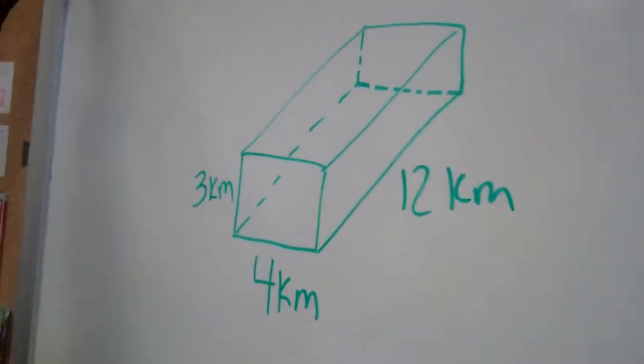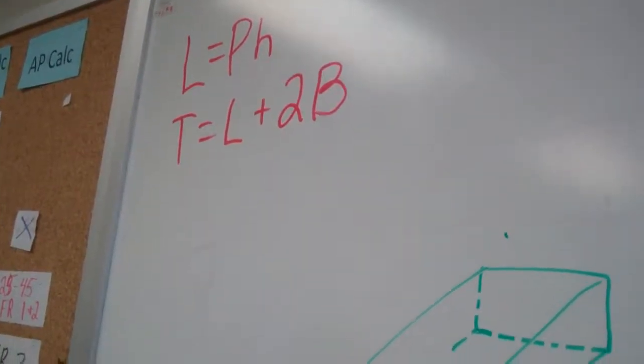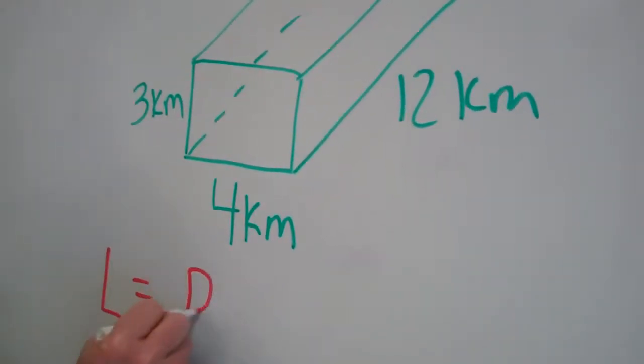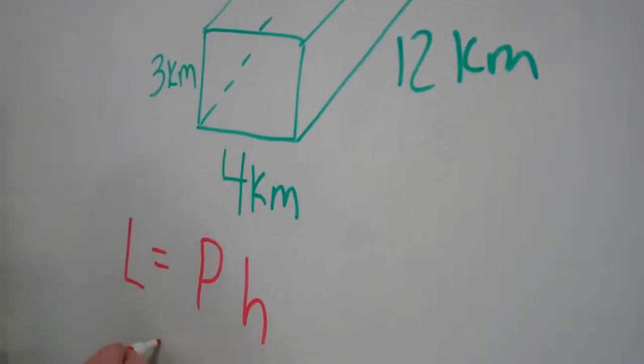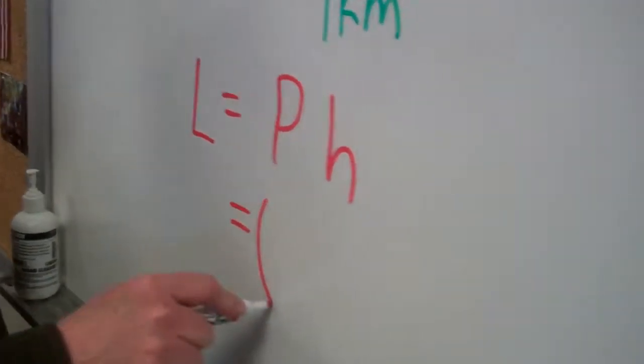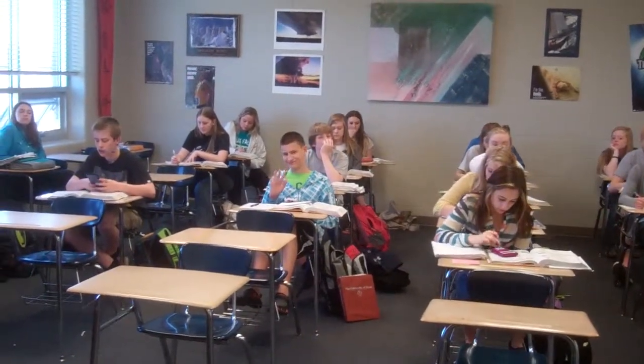The instructions asked for lateral area. So we're going to do the L equals pH plan. And I'm going to use Vince to help me with the P. Vince, the P stands for perimeter of the base. Can you see what it looks like that should be here?